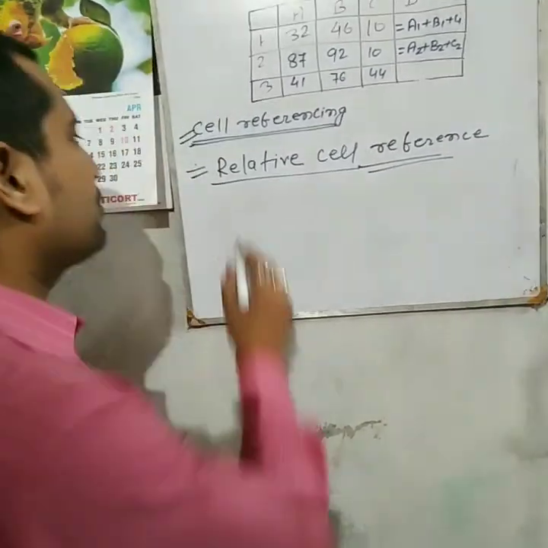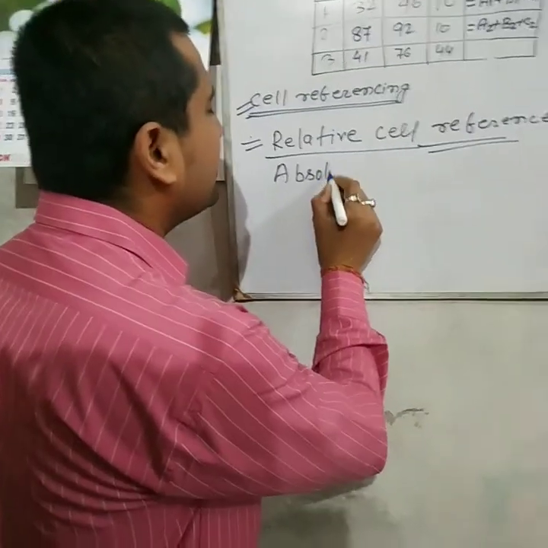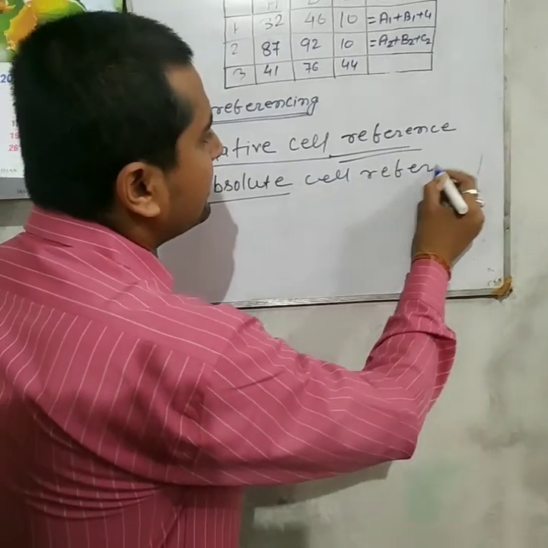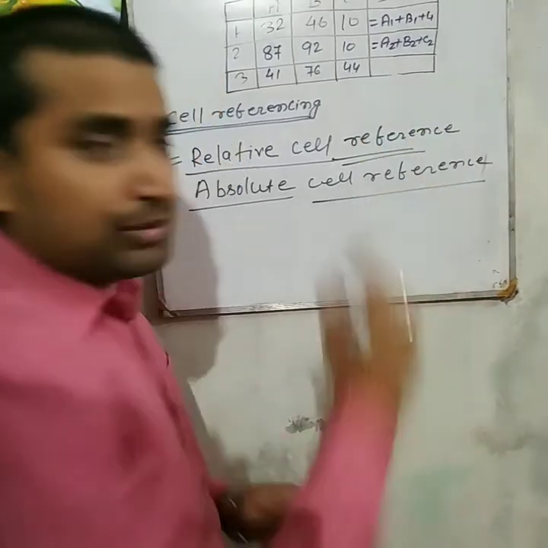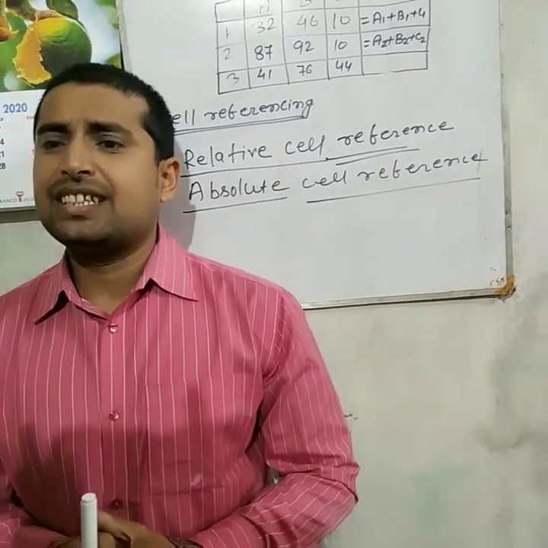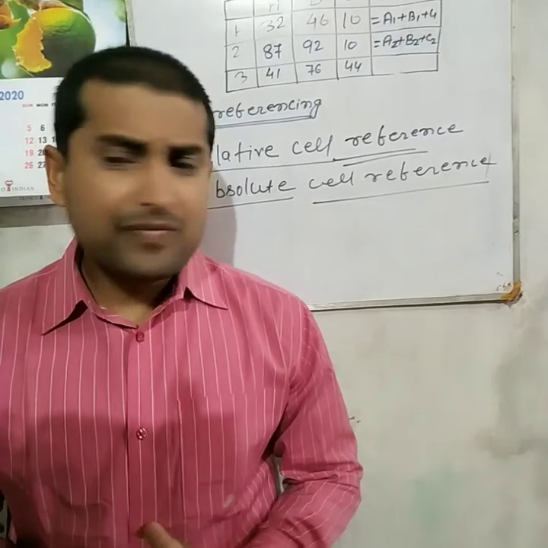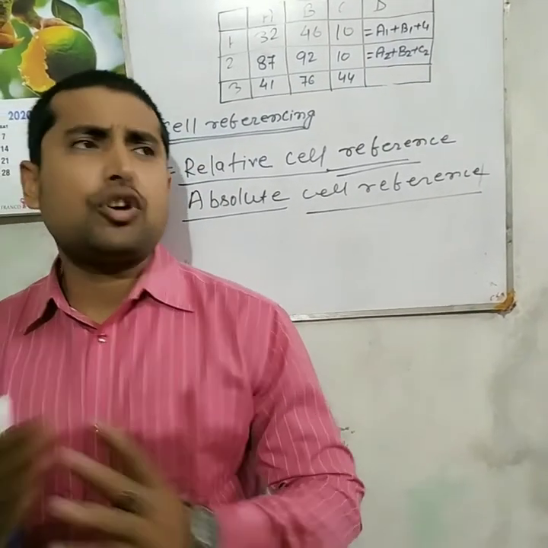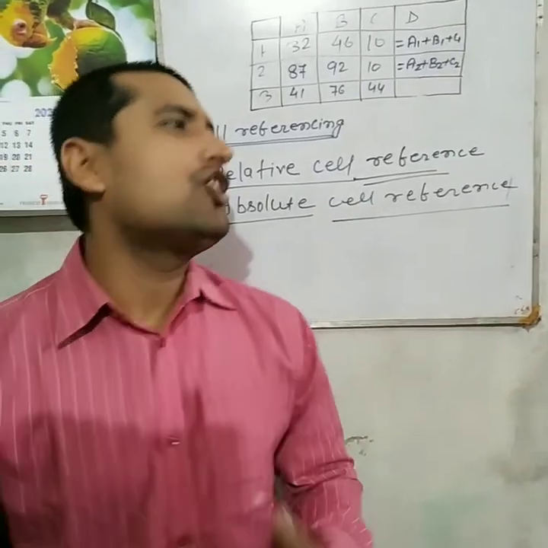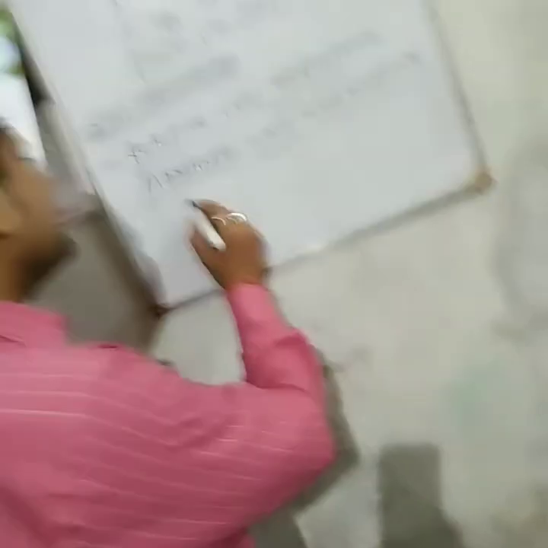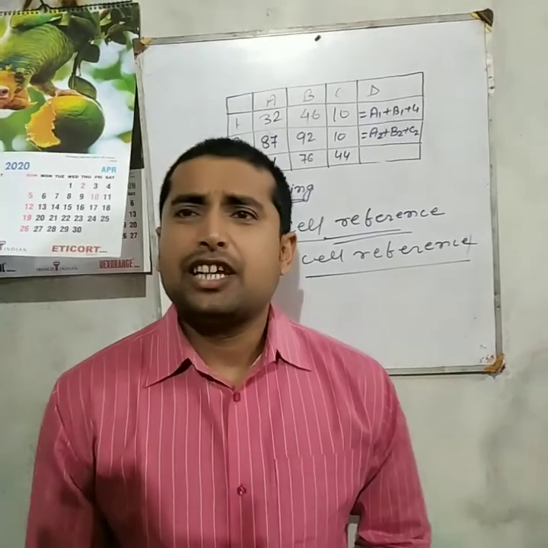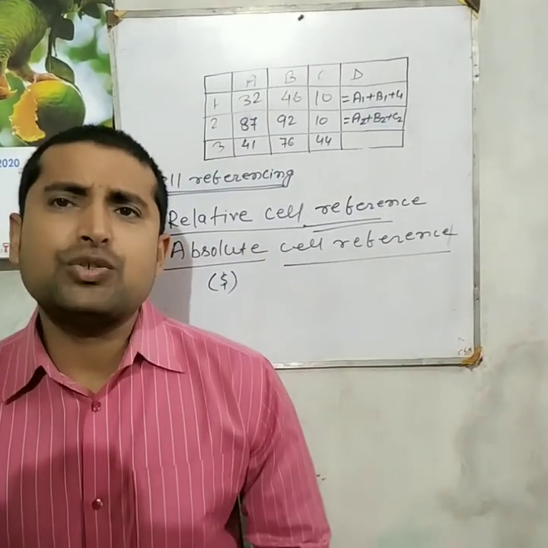Number 2 is absolute cell reference. An absolute cell reference is a cell reference that always refers to a particular cell. It does not change when the formula is copied. To create an absolute cell reference, you type a dollar sign, like this one, before the column heading and before the row heading.